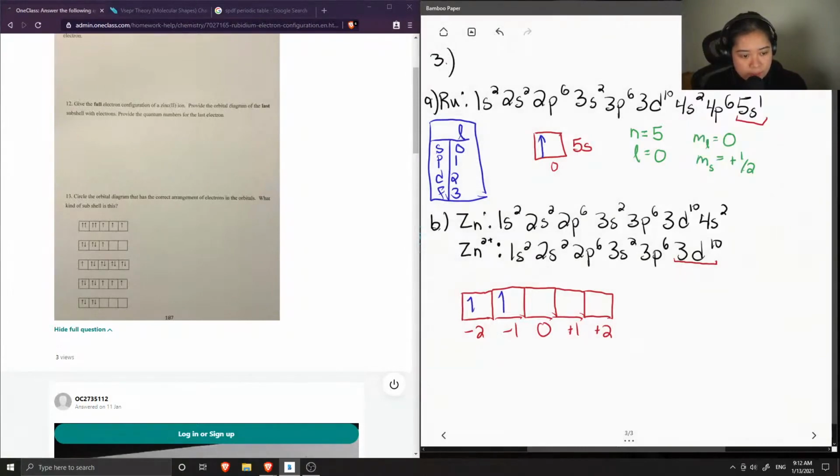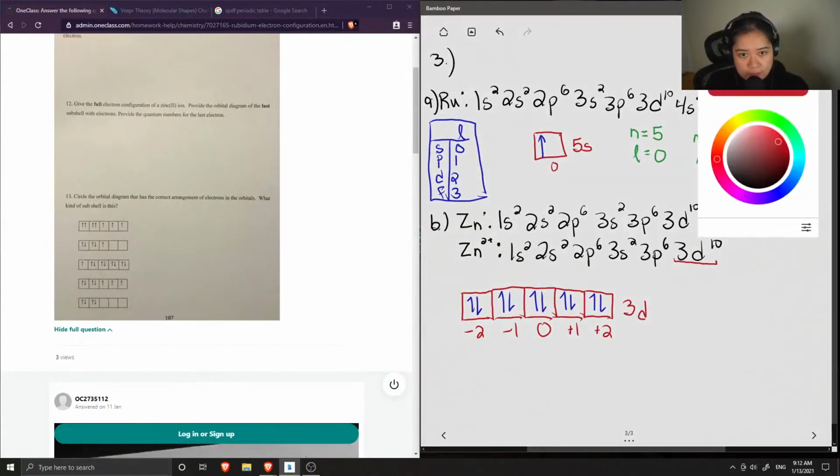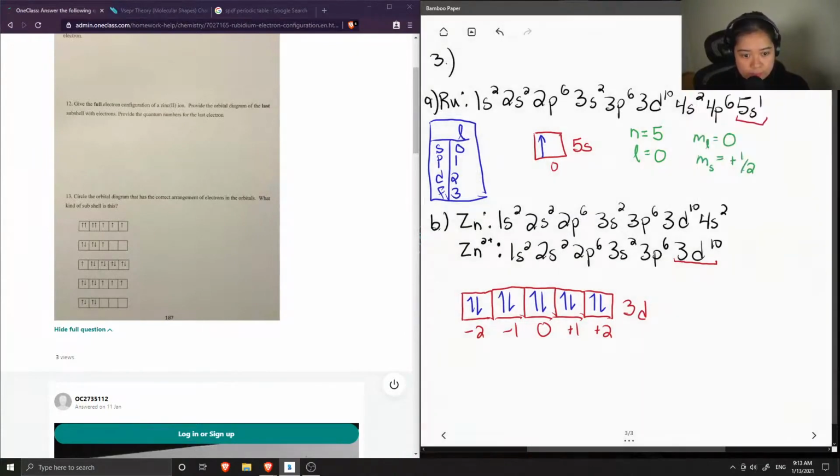So let me show how one would fill in the electrons. We have them all spinning up first, and then when we start to fill in the rest is when we would spin down. Okay, so this is our filled 3D subshell. And now let's write out the different quantum numbers.